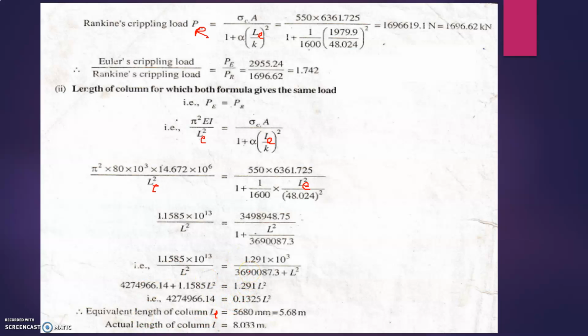So here three calculations are there. First you have to find Euler's crippling load, then Rankine's crippling load, then you have to compare. After that you have to find the length by equating the loads. The condition given is that both loads are same, so equate that, only one unknown L. You need to practice, otherwise you may make mistakes while calculating. So do practice on this.